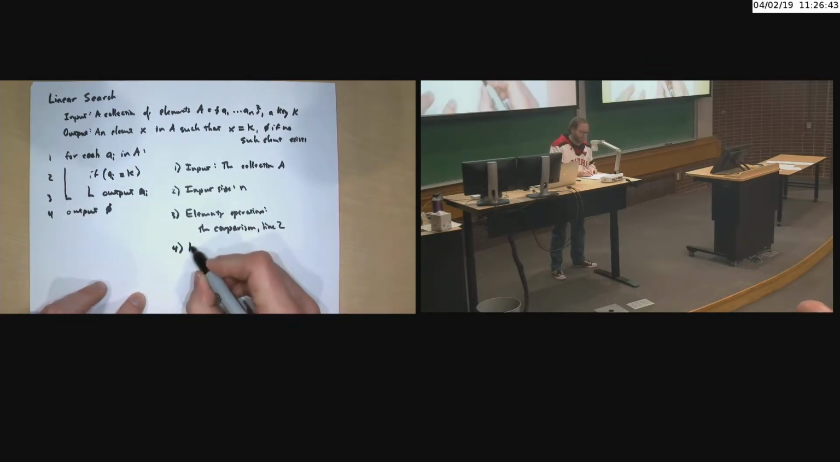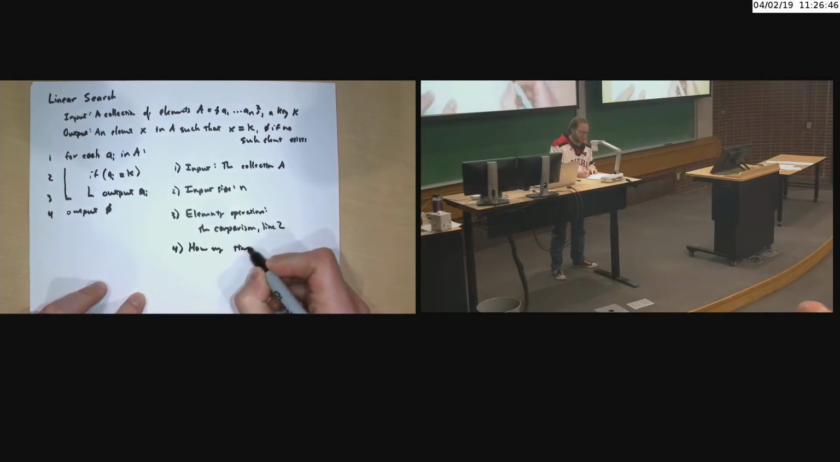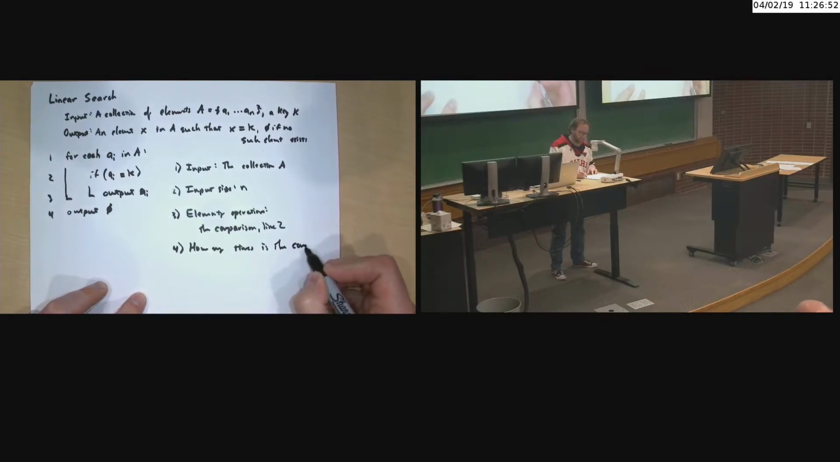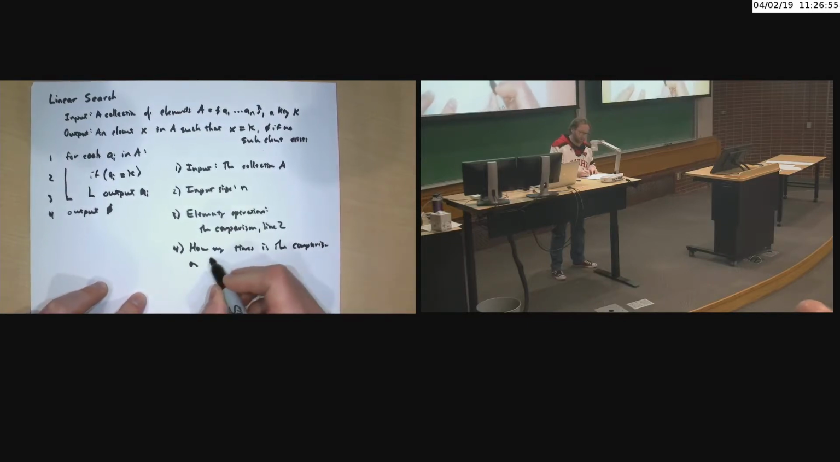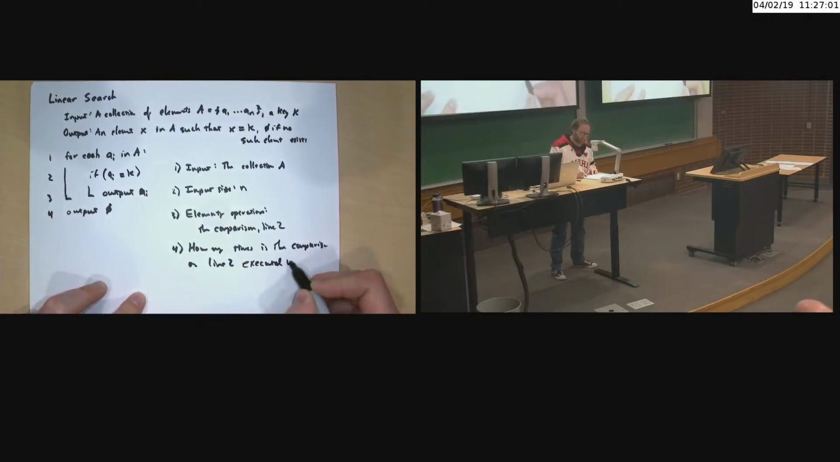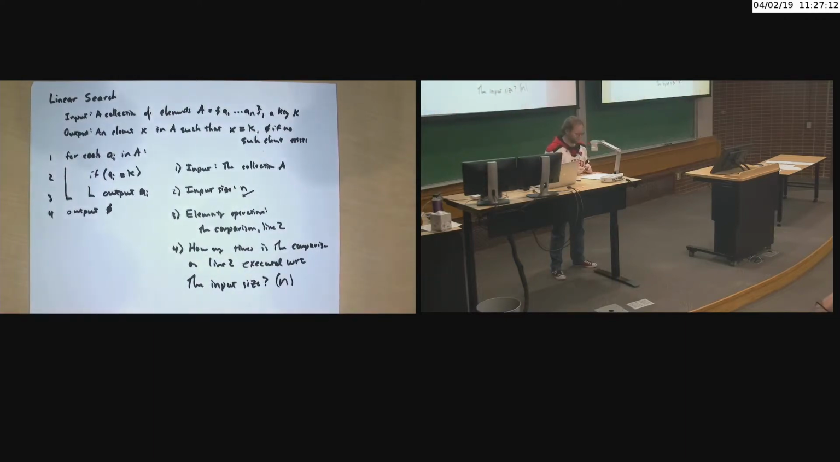So I'm going to focus instead on the comparison on line 2 here. How many times, or how many comparisons are made, is the comparison on line 2 executed with respect (WRT) to the input size? That is n, because that's what we identified up here on step 2. So this is where it can depend.